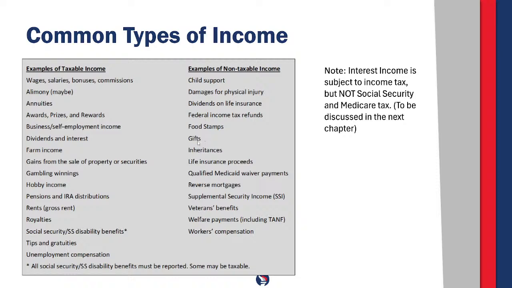This is kind of iffy. It should have an asterisk next to it. Inheritances are not taxable. Life insurance proceeds are not taxable. Qualified Medicare waiver payments are not taxable. Reverse mortgages, supplemental Security Income (SSI) not taxable. Veterans benefits aren't taxable. Welfare payments, including TANF, are not taxable. Workers' comp is not taxable, and none of these belong on a tax return. There's no box for them.